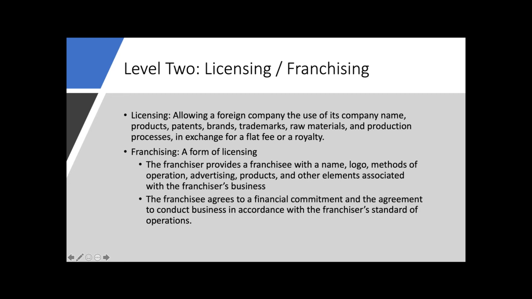Now, for some types of products, you aren't necessarily licensing, you're using franchising. What is franchising? You can see there it's a type of licensing. The franchisor provides a franchisee with the name, the logo, the methods of operation, and primarily this is for stuff like selling food, right? Because you can't, for instance, you can't export pizza, right? It gets cold by the time it reaches another country.